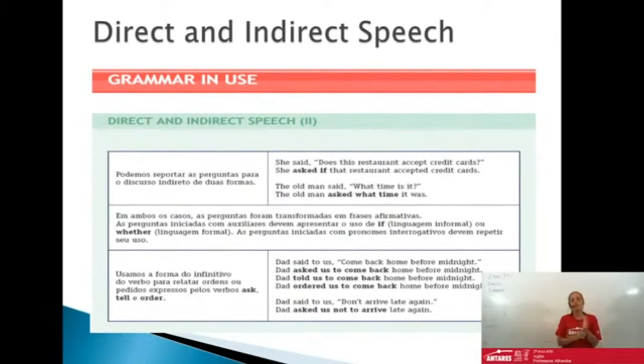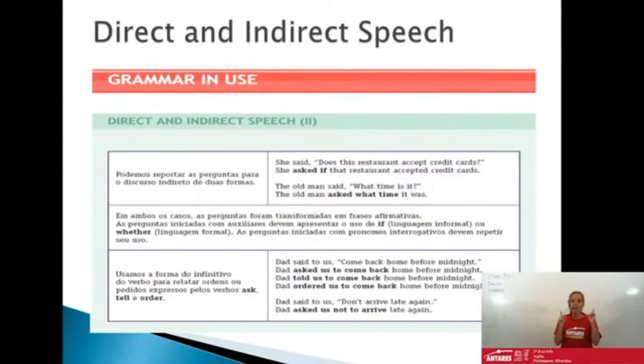And when you have a negative order, a negative imperative, like don't arrive late again, the only difference is that I'm going to add not, the negative, before the infinitive. So I'm going to say, Dad asked us not to arrive late again. So you have not and the infinitive. As simple as that. It's easy, right? I think the imperative form is quite easy to understand. You don't really deal with many pronouns in the imperative form, so it's easier. Okay? Is that clear?